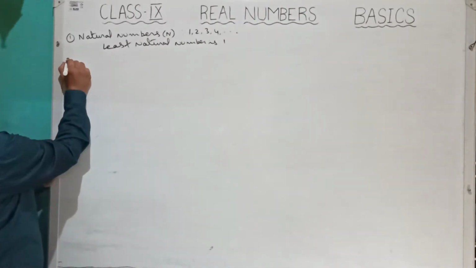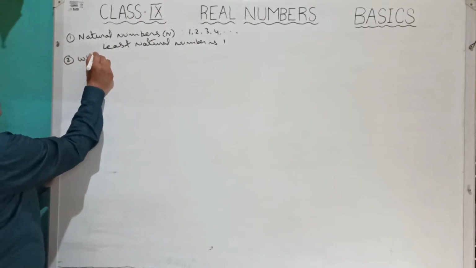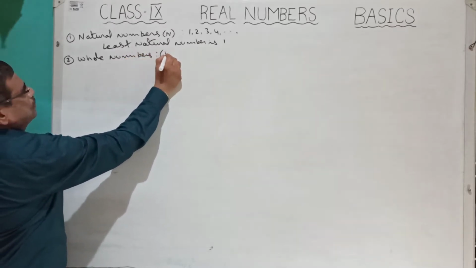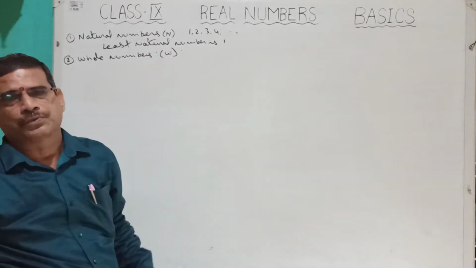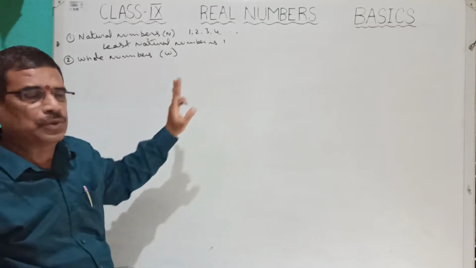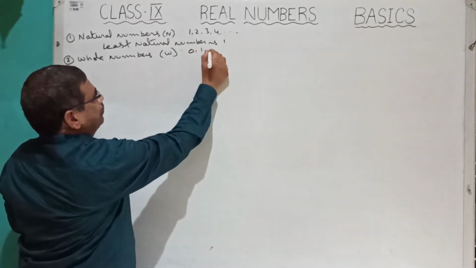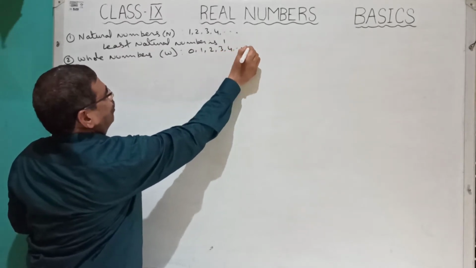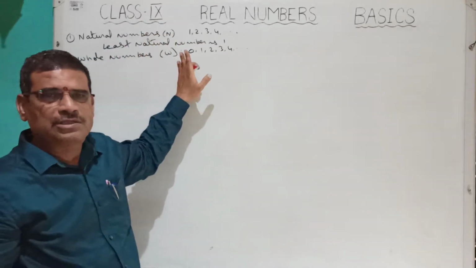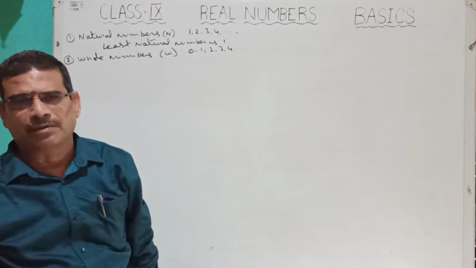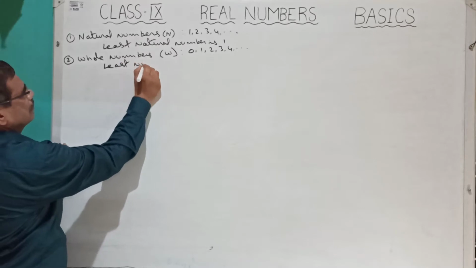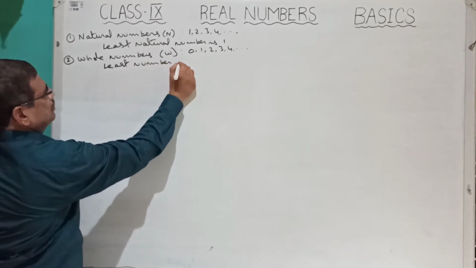In the same way, whole numbers. Whole numbers are denoted by W. Whole numbers begin with 0: 0, 1, 2, 3, 4, and so on. These are called whole numbers. Here also, in whole numbers, the least number is 0. We don't know the ending number.